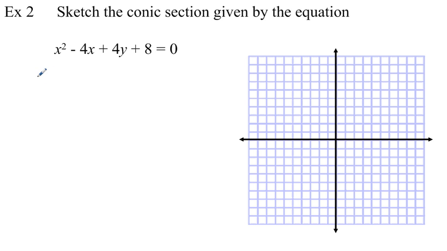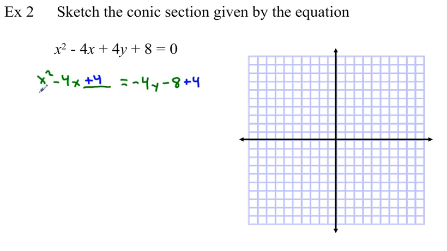Okay, so here's what we're going to do. I'm going to group my x's together, x squared minus 4x. I'm going to leave a space. I'm going to be doing a lot of completing the square in this unit. But then I'm going to take that 4y and the 8 and move them to the other side. Equals negative 4y minus 8. Okay, to complete the square, same as before, we take half of this number, that's negative 2, and square that. That gives us plus 4, which gives us over here plus 4.